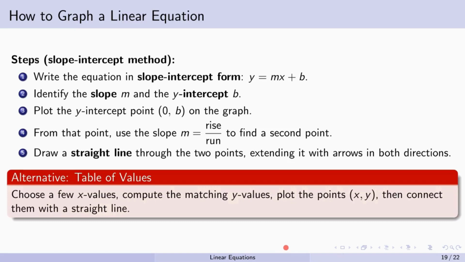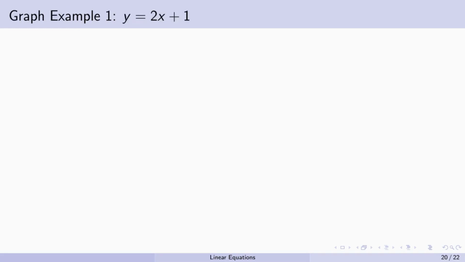Choose a few x values, compute the matching y values, plot the points x comma y, then connect them with a straight line. Both methods get you to the same picture. Let's start with example 1, which is y is equal to 2x plus 1.